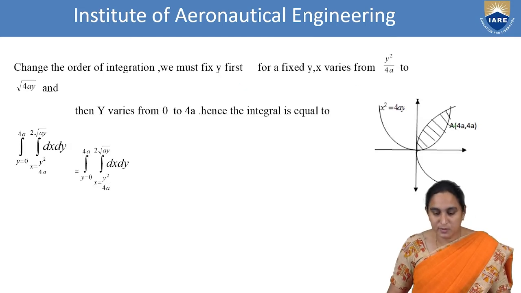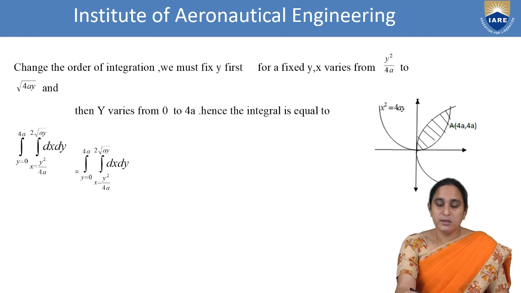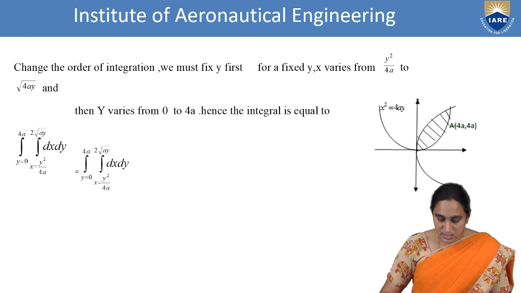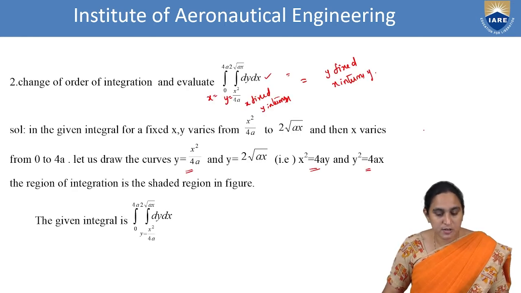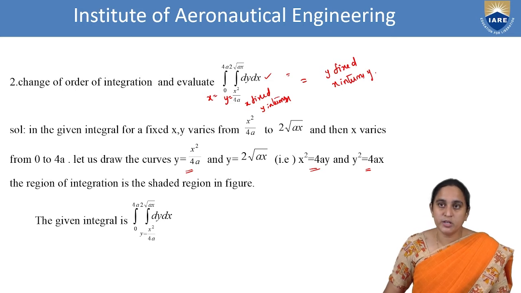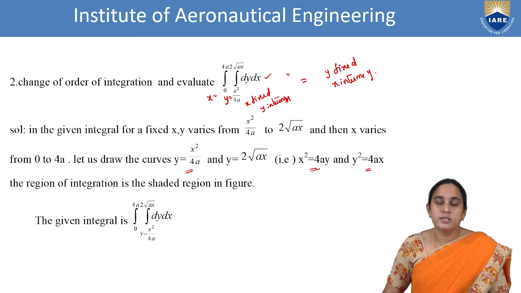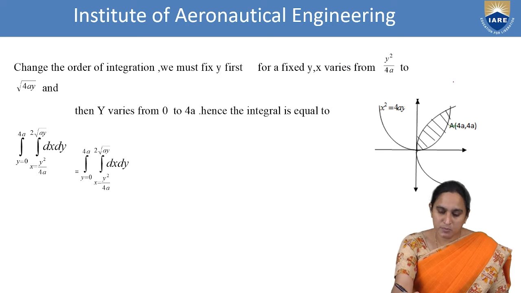Okay, whatever the diagram here, I draw this. Here it is. Then the limit points: I got the two curves, and both are in parabolic form. One is x square is equal to 4ay and the other one is y square is equal to 4ax, right? Then I draw the diagram of that.